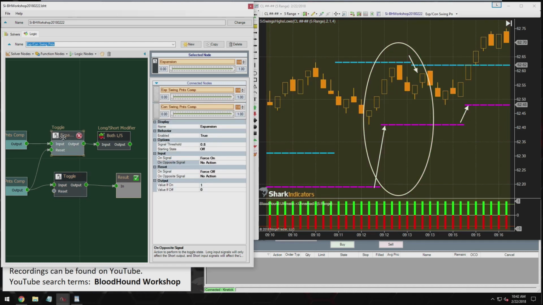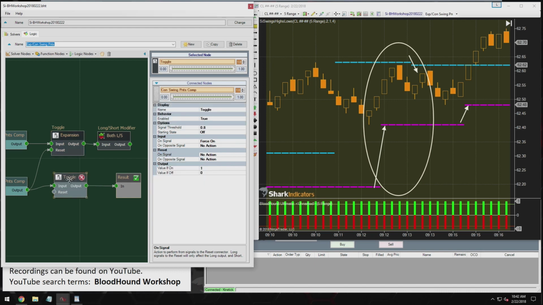Let's take a look at the top node here. For the reset on signal, we have that turned on, or I'm sorry, force off. That's set to force off. So let's go to the toggle node down here. There we go. The reset on signal, let's set that to force off there. Okay, so both of these toggle nodes are set up the same.